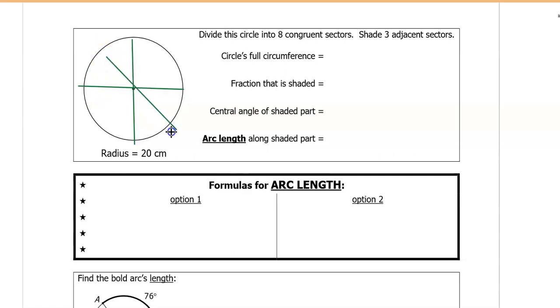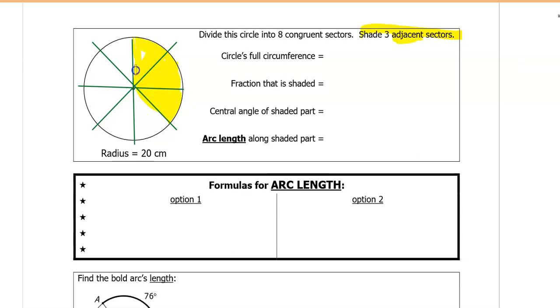And then split that in half, and then split those in half. Oh, this is going terribly. Yikes. And then split that in half as well. Look at how beautiful that is. I've done a fantastic job, right? False. Shade 3 adjacent or touching sectors. So I'm going to shade this one, and that one.